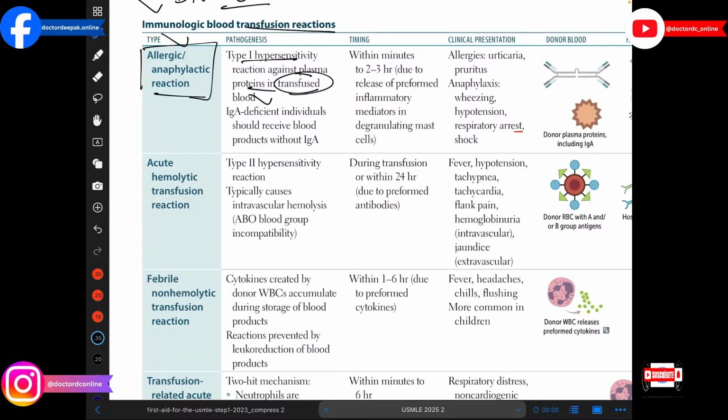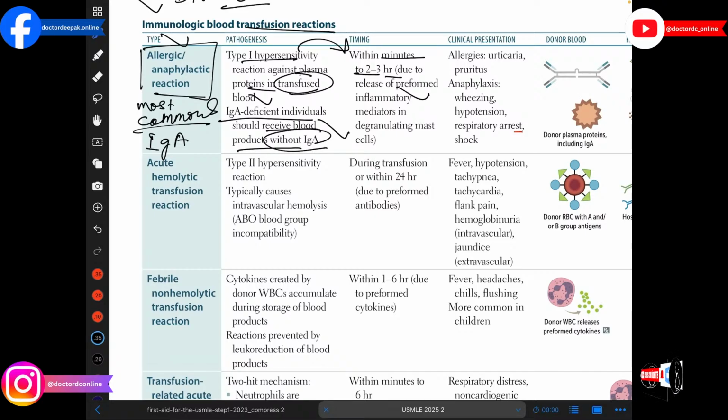It is a type 1 hypersensitivity, and you know the type 1 hypersensitivity occurs within minutes or a maximum of 2 to 3 hours due to release of preformed inflammatory mediators by degranulating mast cells. And the most common allergen causing an anaphylactic or allergic reaction in blood transfusion is IgA. So IgA deficient individuals should receive blood products without IgA, because IgA is the most common allergen that causes this type of reaction.